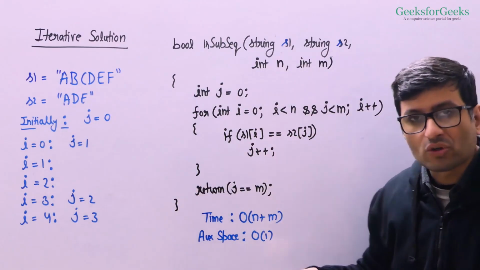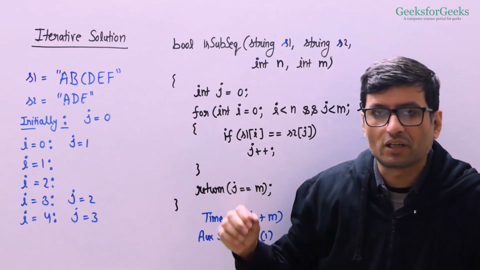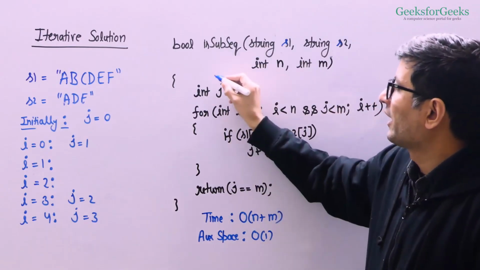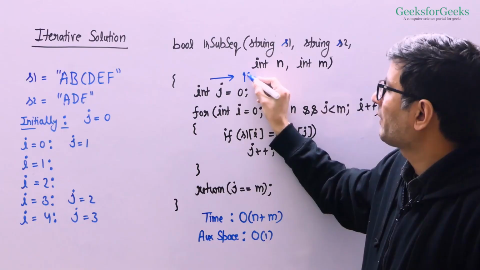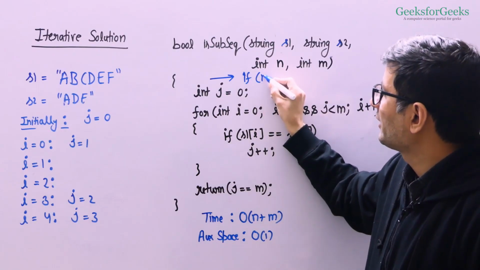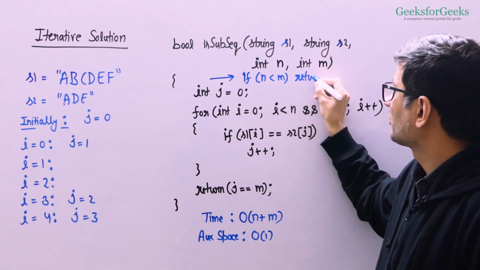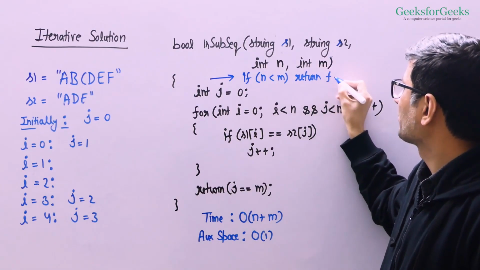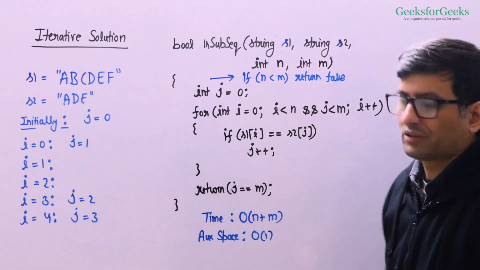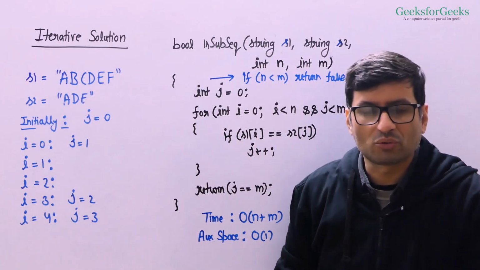And we can do a slight optimization in the solution. For that particular case, we can have a condition: if n is smaller than m, then we can immediately return false. That's an optimization for some cases, right? Where your string length S1 is smaller, right?